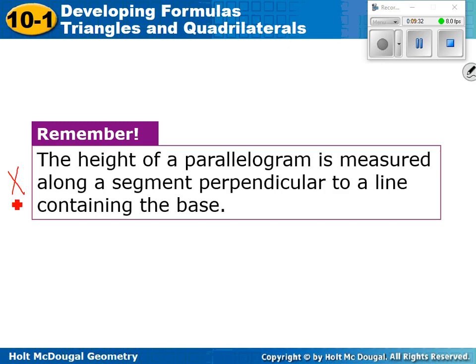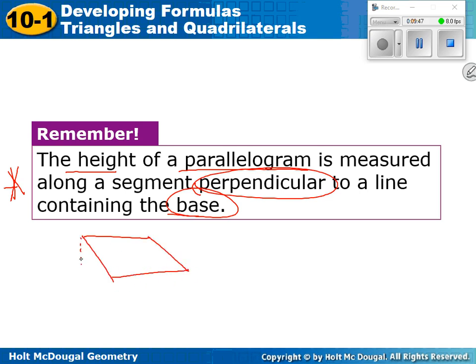Again, they're going to state the height of a parallelogram is always going to be perpendicular to the base. They want to remind you, though, that it doesn't have to be inside your parallelogram. Don't forget that this could be the height. So your height could be outside your parallelogram, as long as it's perpendicular between the two bases. That's a terrible parallelogram.